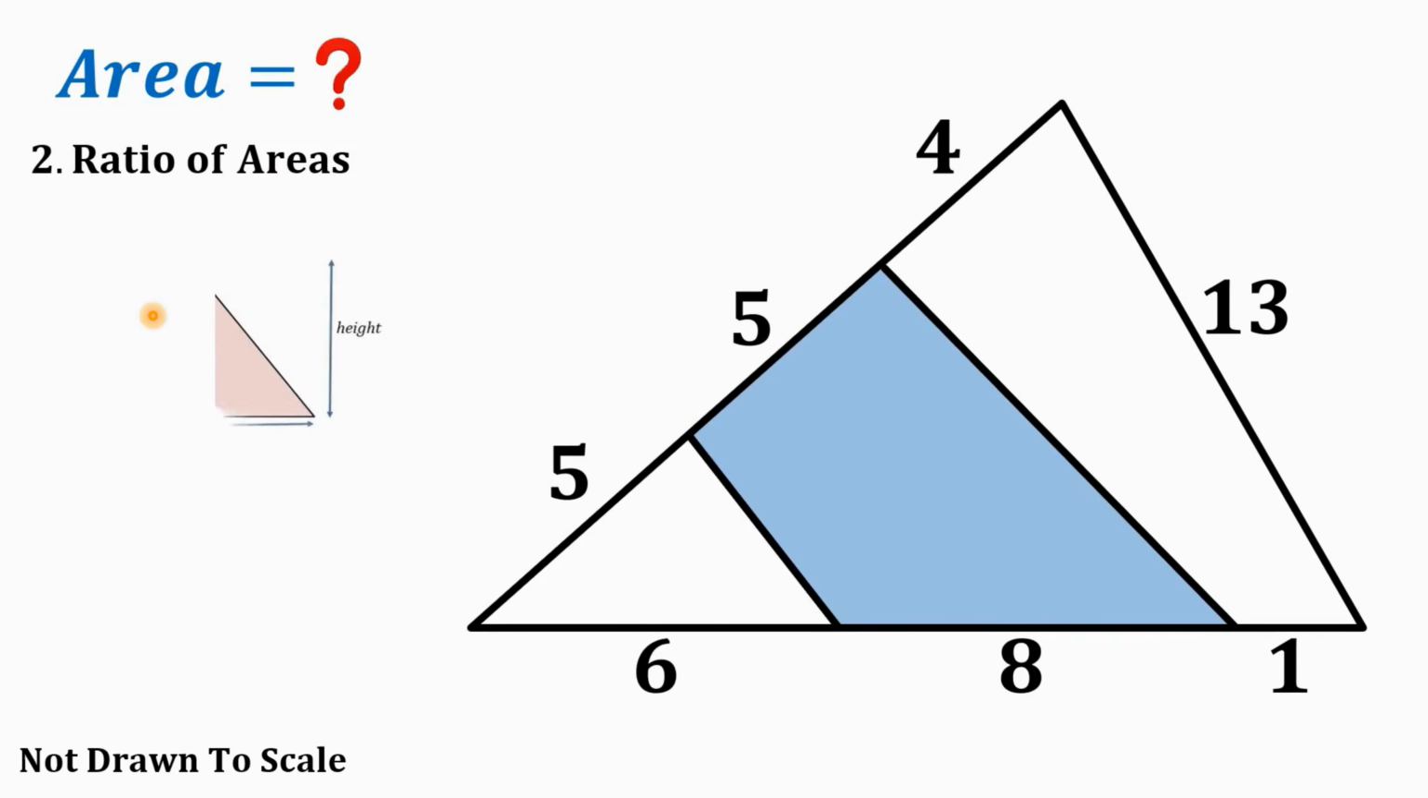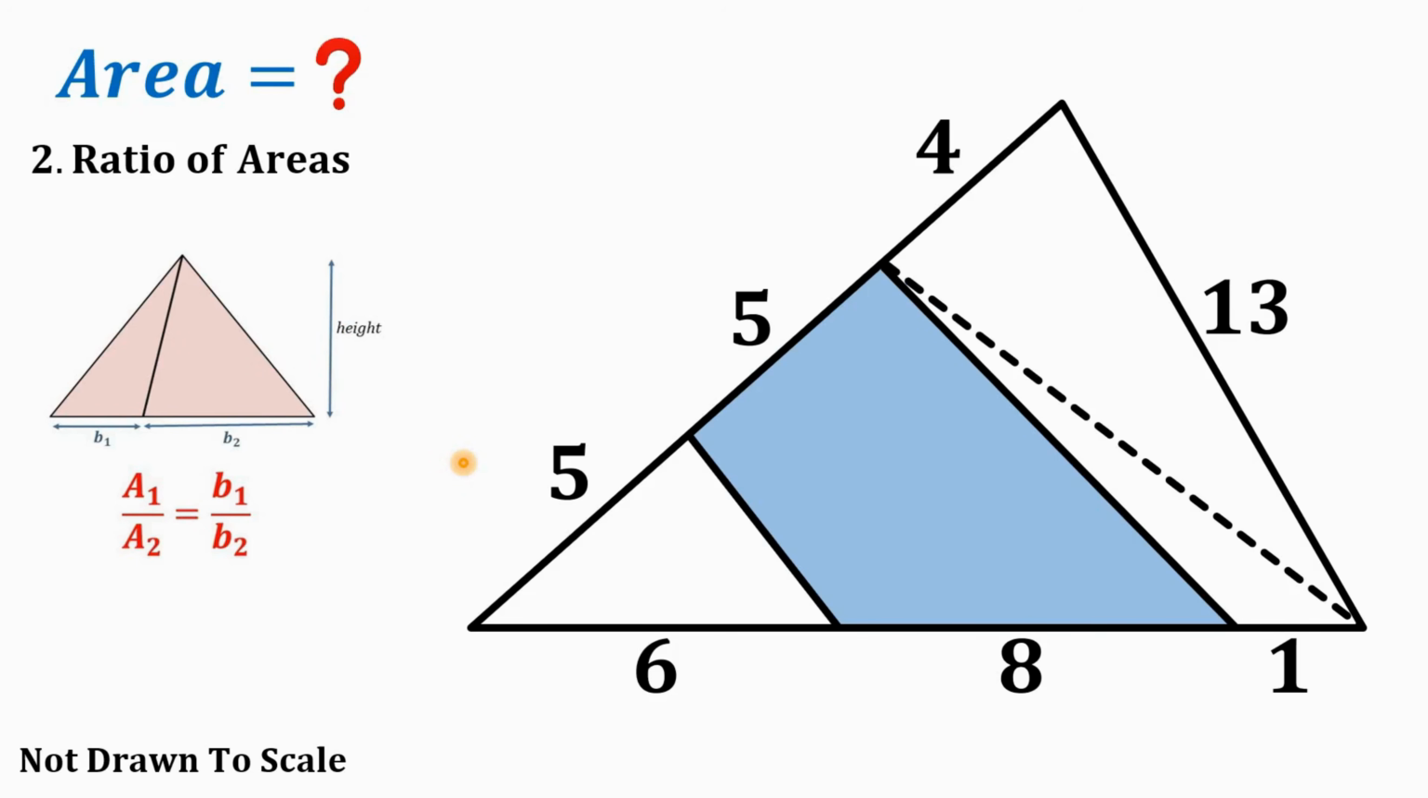Using ratio of areas, it tells us that if we have 2 triangles having the same height, then the ratio of their areas must be equal to the ratio of their bases. In order to use this concept, we need to insert 2 segments like this. Now focus on these 2 triangles. For sure, we have the same height. Therefore, the ratio of their areas must be the same as the ratio of their bases.